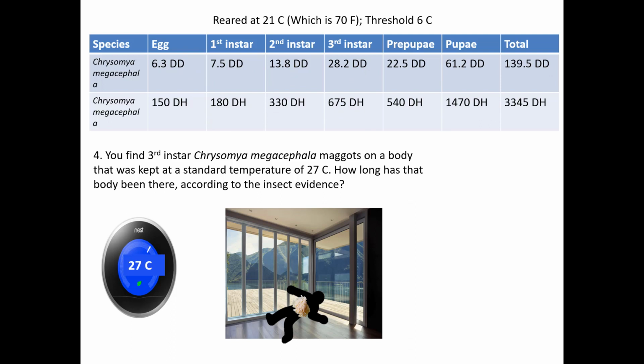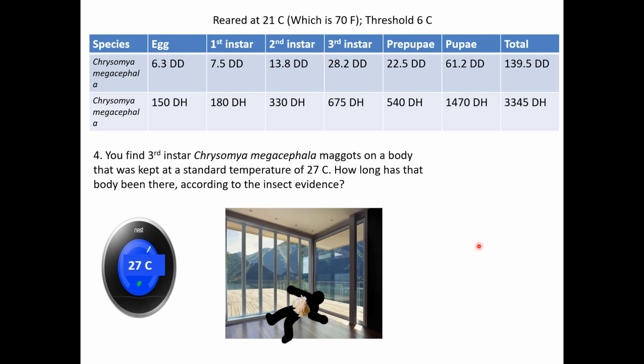Now, we want to figure out how many degree hours or degree days it's going to take to get to the end of the second instar, which is the beginning of the third, and the end of the third instar. Now, how do I know that's the range I'm looking for? That's what I found on the body. So third instar maggots. When you find third instar maggots, you have to go to the end of the stage before and then the end of this listed stage. So in this case, the end of the second, end of the third. You're looking for that range.